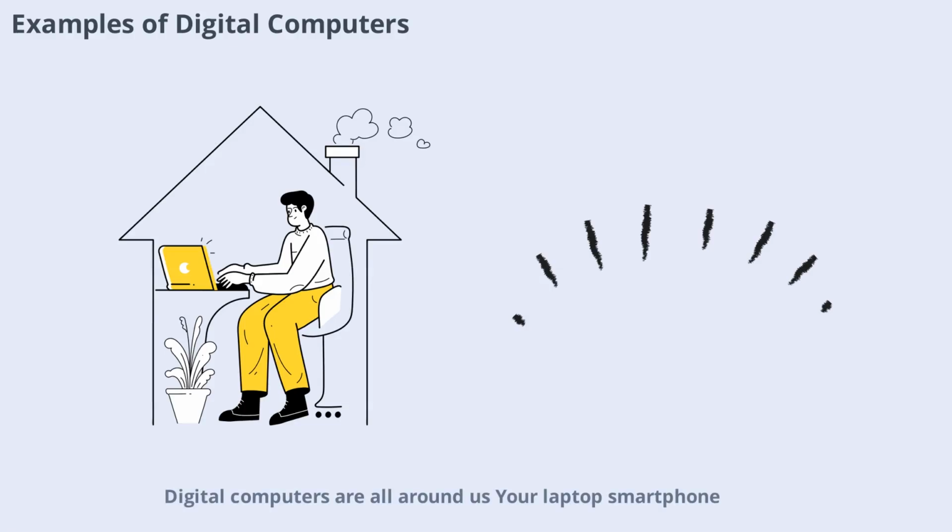Digital computers are all around us. Your laptop, smartphone, and even your smart TV are all examples of digital computers. They can run different types of software, connect to the internet, and help you with everything from work to entertainment. Their flexibility and power have made them the backbone of the digital age.